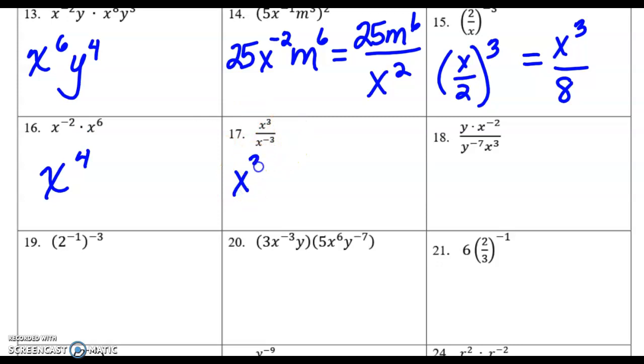This one's got to come up. Only the one that's negative is coming up. So now you have nothing in the denominator, or a 1. You can write a 1 if you want. You don't need to. And you're going to get x to the 6th in the numerator.